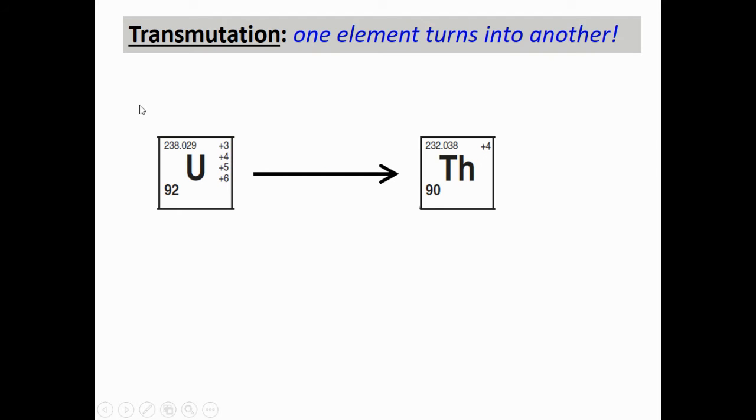Okay, so first I got to tell you about something crazy. We've been keeping this a secret all year. The idea is transmutation. It turns out in nuclear chemistry, one element can actually turn into another.